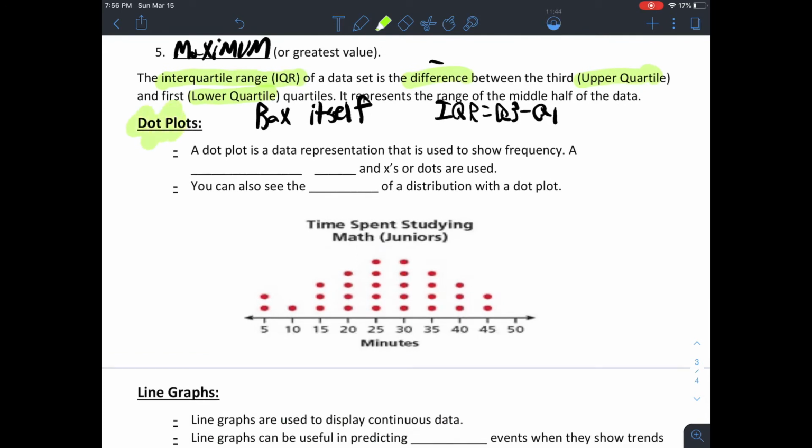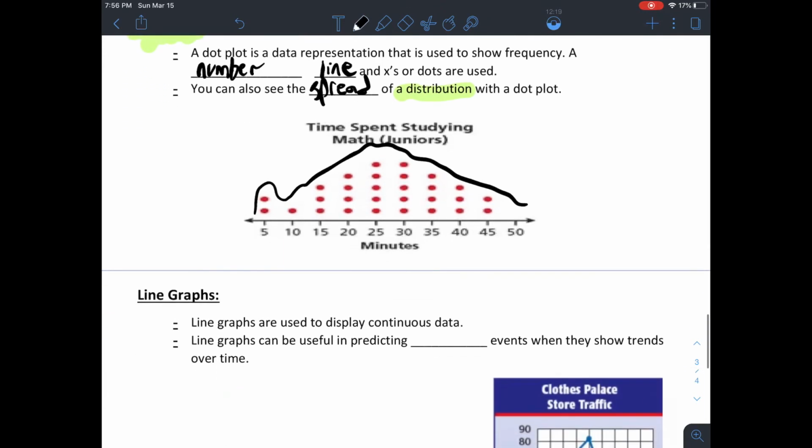Next, we have box plots. So a box plot is a representation that's used to show frequency. It uses a number line and X's or boxes. Something that is very useful about this information is that it can show you the spread or the distribution of data. We're going to spend a whole day just talking about the spread or distribution and how seeing shapes like this in the frequency of the data can be very useful. Very, very useful for distribution. We'll get more into that as we explore deeper in this unit.